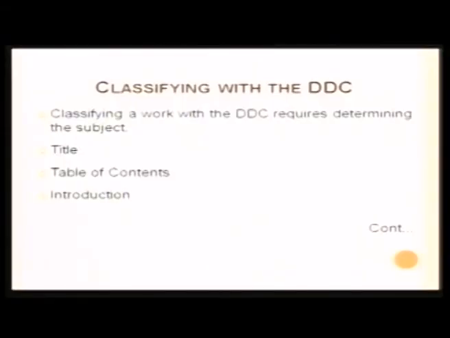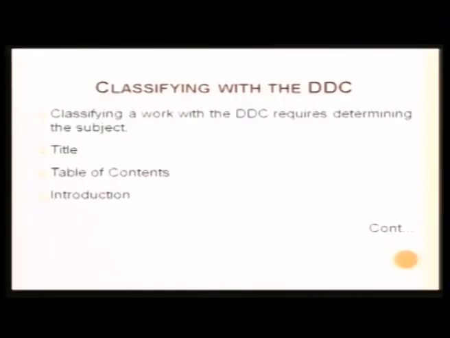Now classifying with DDC, how to classify books, now we will see. For example, we have a book to classify. We will read the title, and by reading the title we can ascertain what the subject of the book is, which theme is being dealt with.